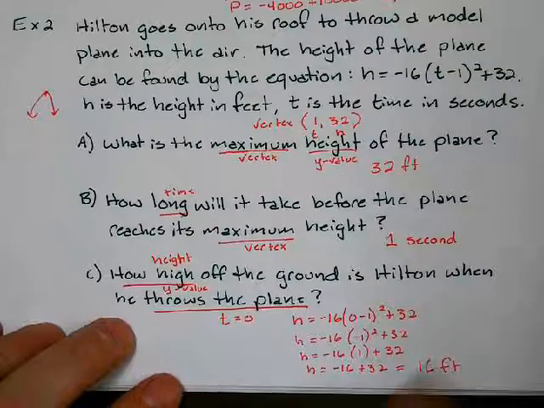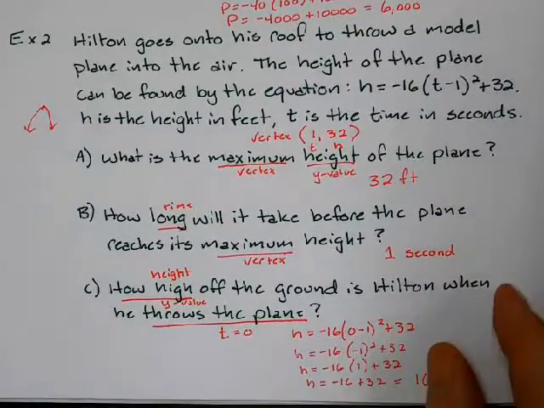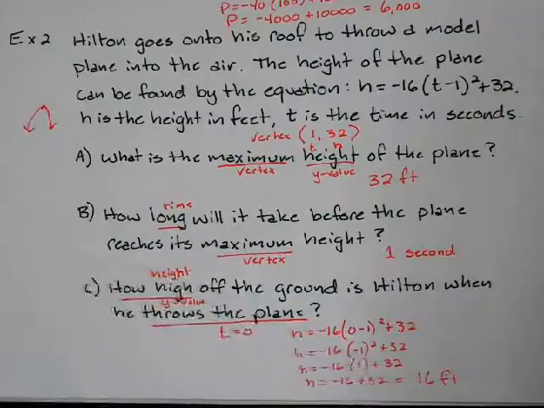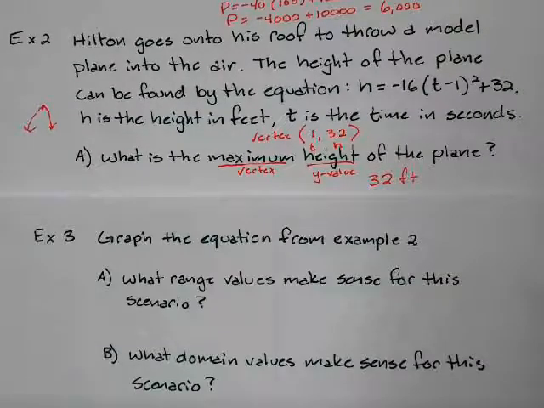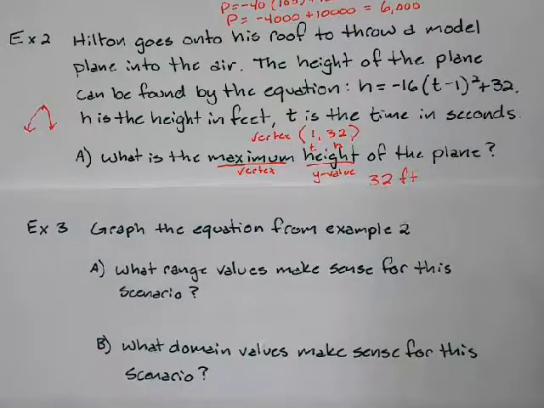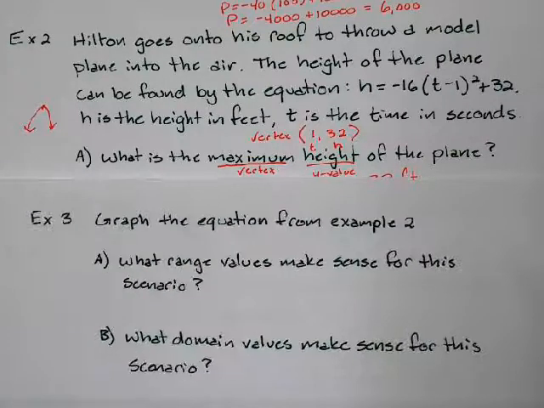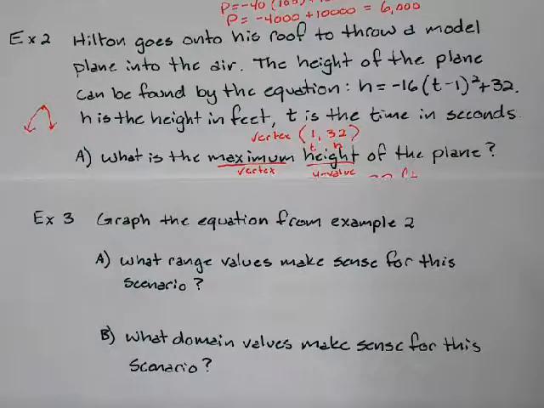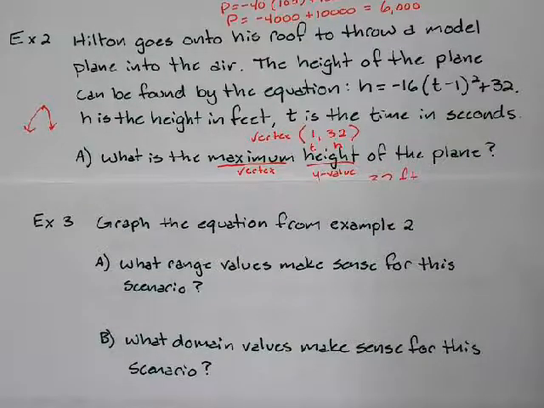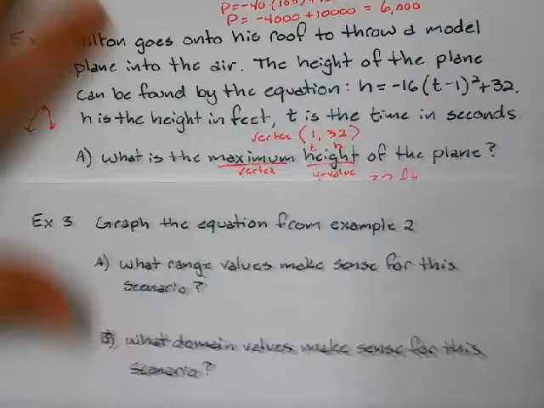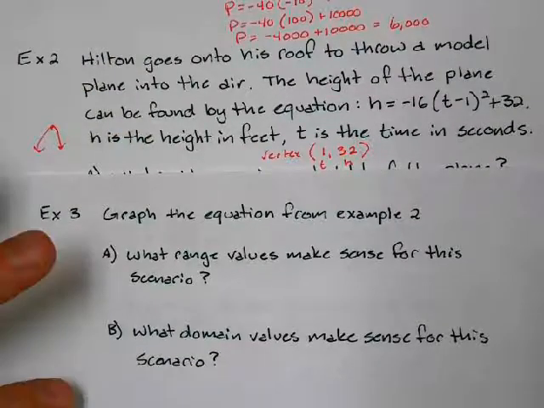All right, we've got one last thing that we're going to do. What we're going to do here is we're going to graph the equation from example 2 and then ask ourselves what range values make sense for this scenario and what domain values make sense for this scenario. So every single range value, y value, wouldn't really make sense in this one. And not every single time value would also make sense in this one. So let's graph it and see what x value and what y value makes the most sense for this equation.